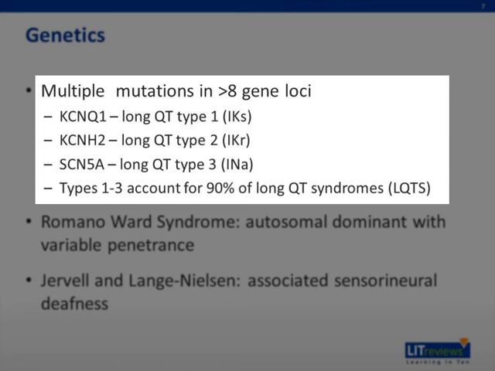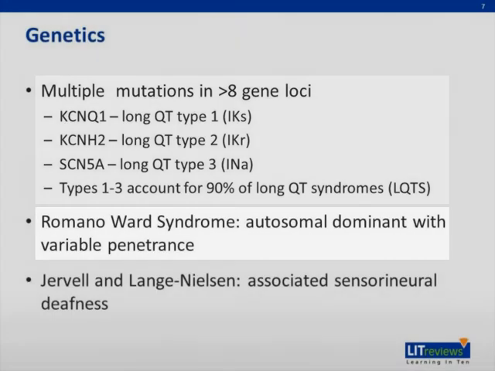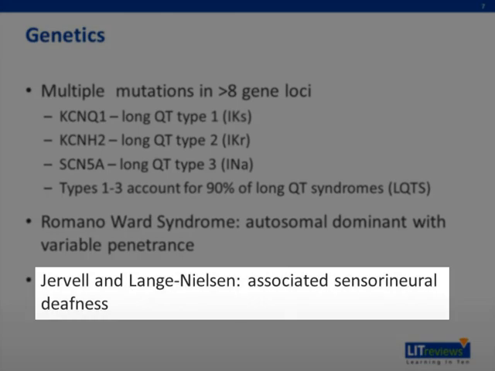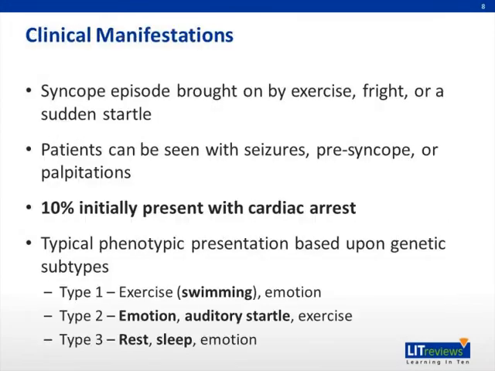Types 1 through 3 account for 90% of long QT syndrome. However, you should remember Romano-Ward syndrome, which is an autosomal dominant form of long QT syndrome with variable penetrance. Also remember Jervell and Lange-Nielsen, as it is associated with sensorineural deafness with long QT syndrome.